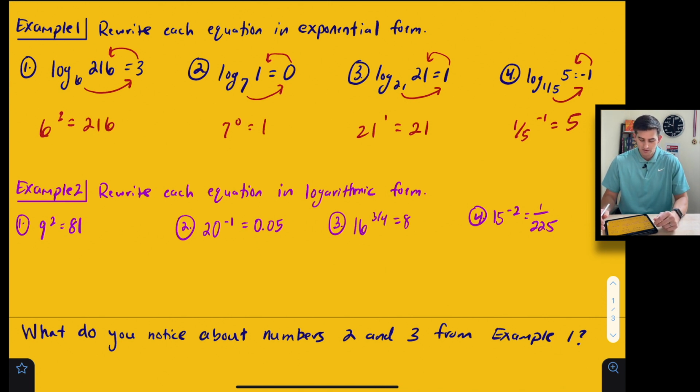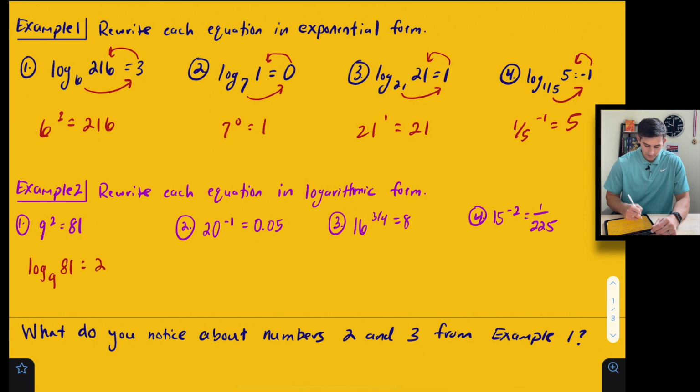Okay, in example 2, we're going to rewrite each equation now in logarithmic form. And so now we have 9 squared equals 81. So remember our base here is 9. So we're going to say log base 9. Now it's of whatever our equation was equal to. So 81, and then we're left with our exponent. So log base 9 of 81 is equal to 2. So now we can follow this pattern for the next 3. So for number 2, we can say log base 20 of 0.05 is equal to -1.